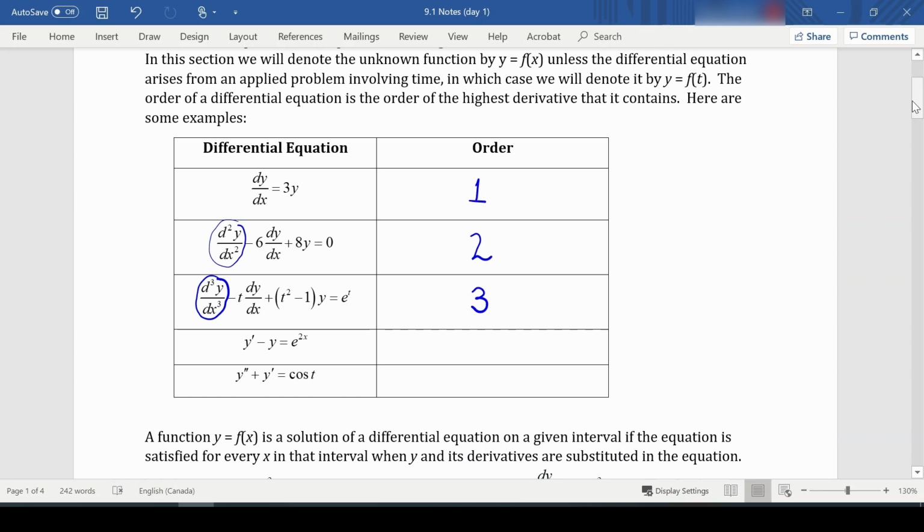I want you to pause for a second and see if you can figure out what order the next two would be, and come back when you're done.